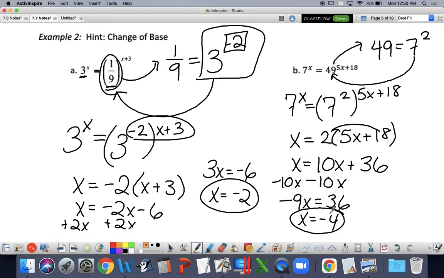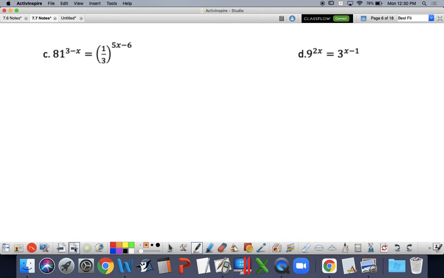Did I go too fast, or is everybody doing all right? Okay. All right, let's look at letter C. Again, my recommendation, a positive base, whole number between like 1 and 10, kind of small. Can I rewrite both sides of my equation with a common base? What common base stands out to you?